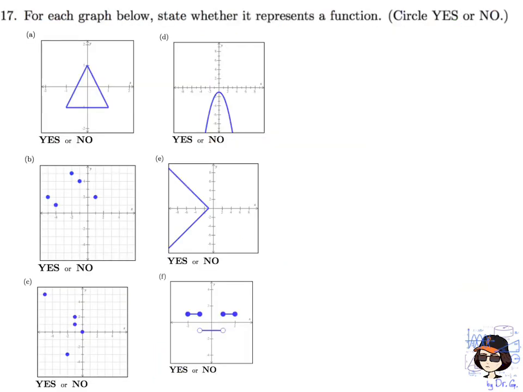All right, we're almost done. Let's go to number 17. So number 17, for each graph below, state whether it represents a function. We're just going to circle yes or no. There's no work to show, really. Well, there is work to show. What am I saying? So what we're going to use is called the vertical line test.